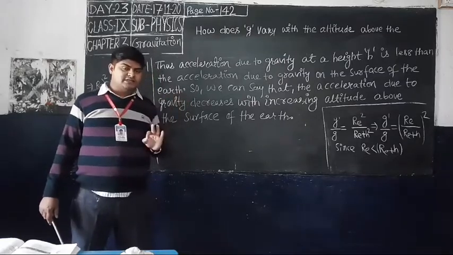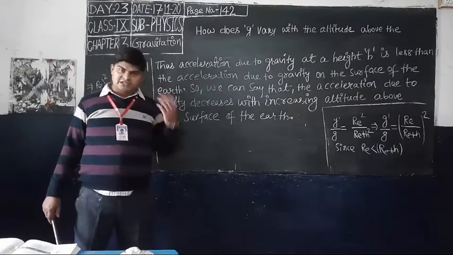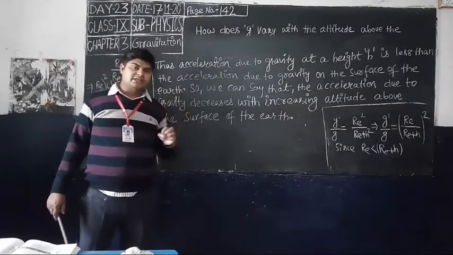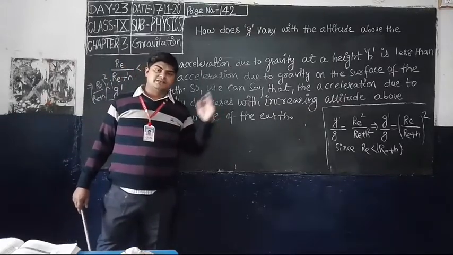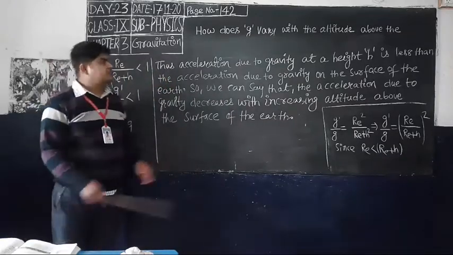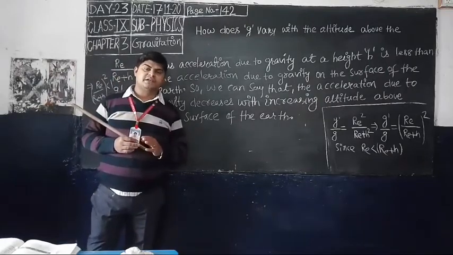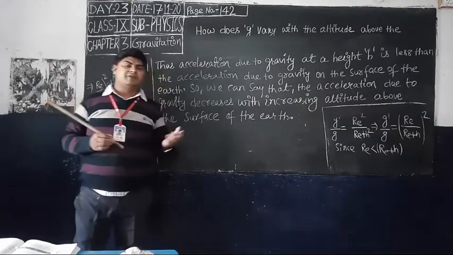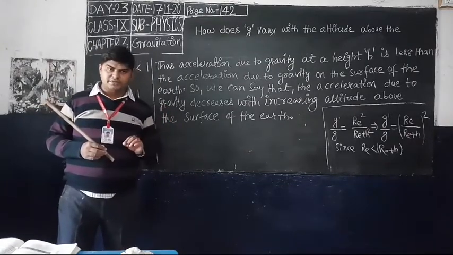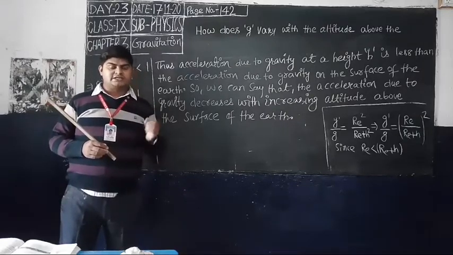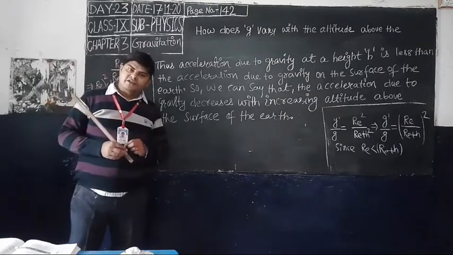But it always happens that the value of acceleration due to gravity on the surface of the earth is greater than the value of acceleration due to gravity above the surface of the earth. Students, today I have discussed the value of acceleration due to gravity above the surface of the earth, and we have seen that the value of small g above the surface of the earth is always less than the acceleration due to gravity on the surface of the earth.